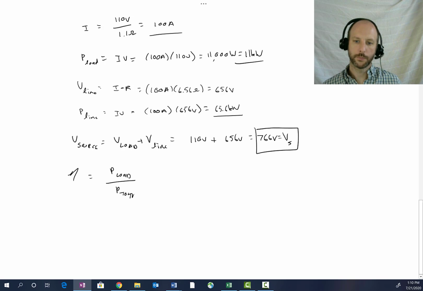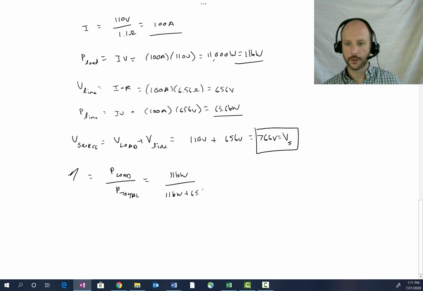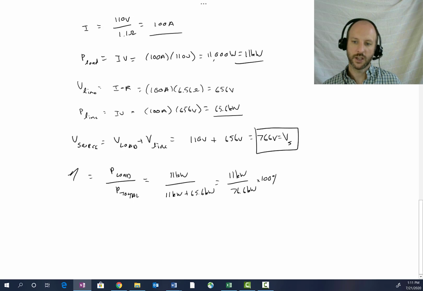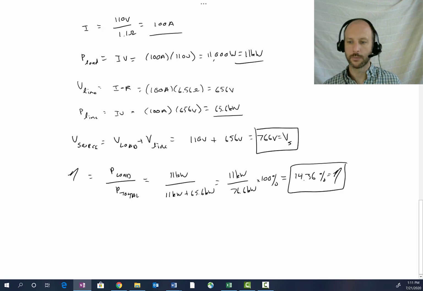We also pay for power, so let's figure out what the efficiency of the system is. We need to know what the load, which is what our customers pay for, divided by the total, which is how much we paid for as system operators. So 11 kilowatts was the load, and then the total is just the sum of the load plus what was lost in the distribution line, so 11 kilowatts plus 65.6 kW. So that's 11 kW divided by 76.6 kilowatts, multiply that by 100 to turn it into an efficiency in percent, and we get an extremely low 14.36%.